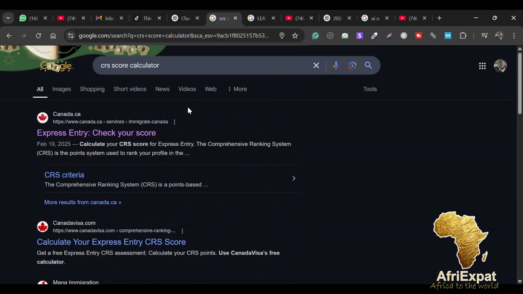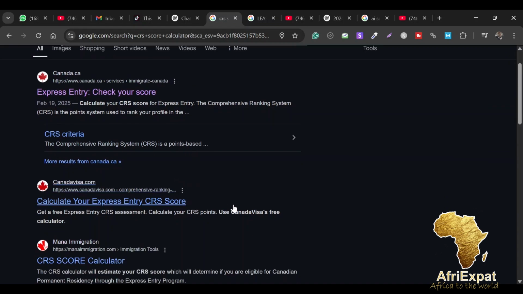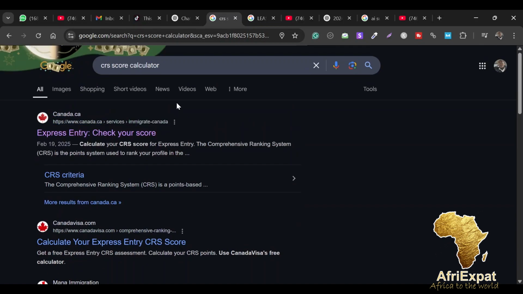Like I mentioned previously, you should go to the Government of Canada website. That is the most authentic tool you should use. There are other websites that will give you different scores or different tools, but to be sure you are doing the right thing and everything is in order, you should go to the Government of Canada website. So let's click on this.